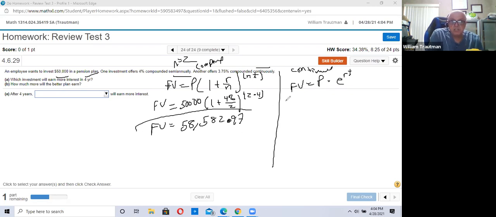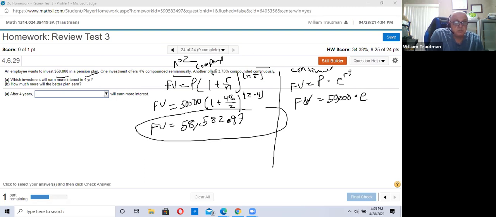Okay, now the next one, future value equals the present value, which is 50,000, times E raised to the interest rate. It says this interest, which interest will earn you more interest in 4 years? This interest is 3.75. It's compounded continuous. So the continuous one has to be 3.75% for 4 years. Do you see how the formula is different?